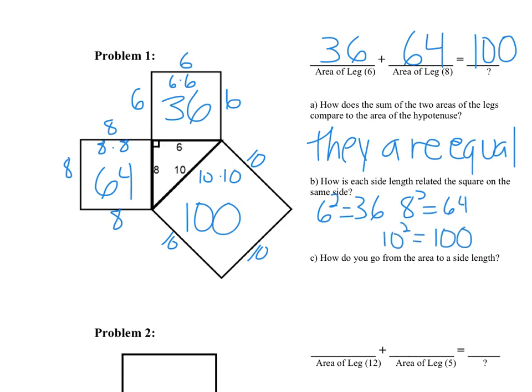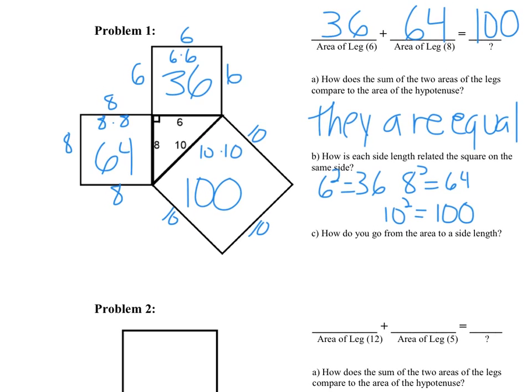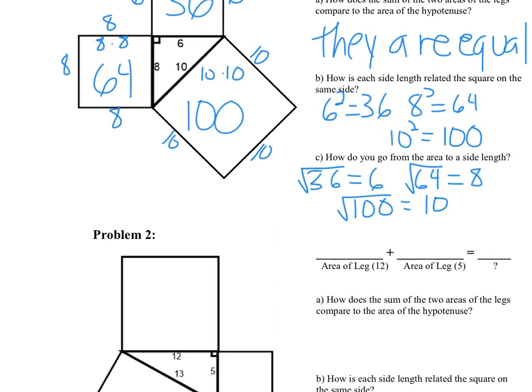If it asks me the next question, how do you go from the area back to a side length? Same as last time. To do the opposite, you do a square root and it turns it back into 6. Take your big number 64, do the square root, it turns back into the side 8. Square root of 100 turns it back into the side number 10. We've got another one.